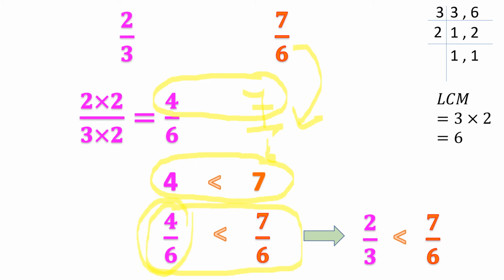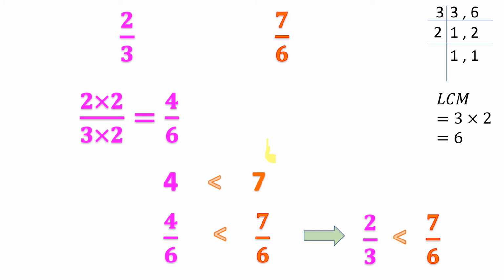Now in place of 4 by 6, what can I substitute? I can write 2 by 3. Why? Because 4 by 6 is actually 2 by 3, right? Equivalent. Yes or no? So 4 by 6 is actually 2 by 3. So I can write 2 by 3 in place of 4 by 6 here.